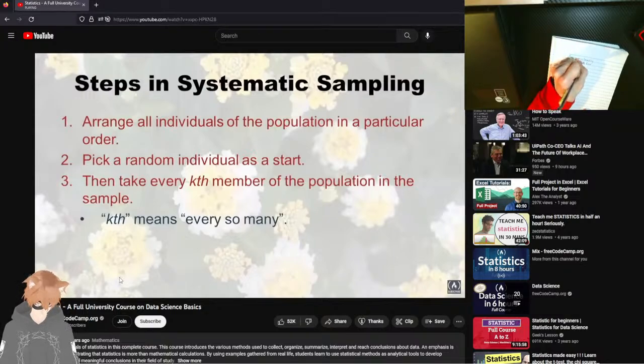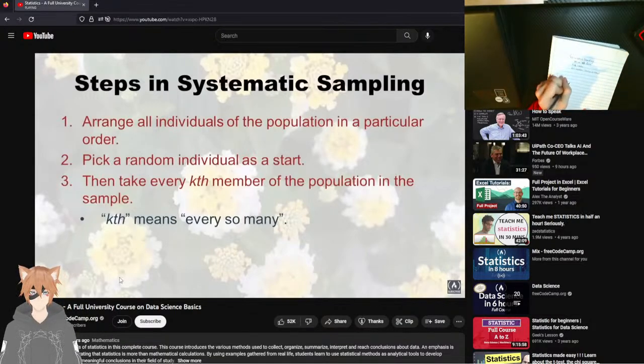Okay, then step two is pick a random individual as a start. So let's say I had a list of hospitals, and let's say it was just sorted by state, right? Let's say I picked a random individual. Maybe I went down 7 on the list, and I picked that hospital. Or maybe you could be at the ER, you start your shift, and the 7th patient who is admitted to the ER, you pick that person. I picked 7. I mean, you could have picked 5, you could have picked 20. Just you pick a random person.